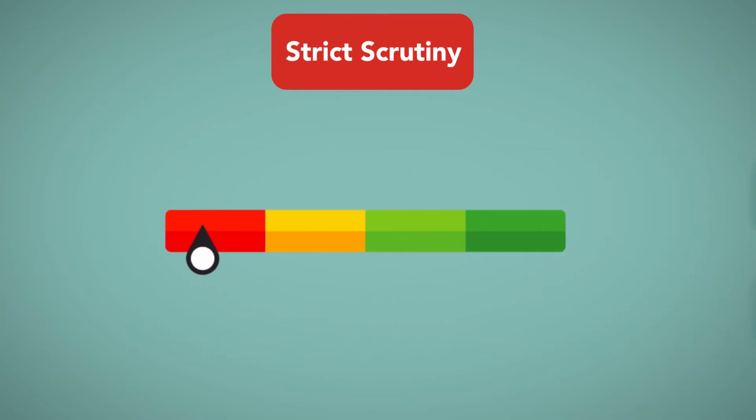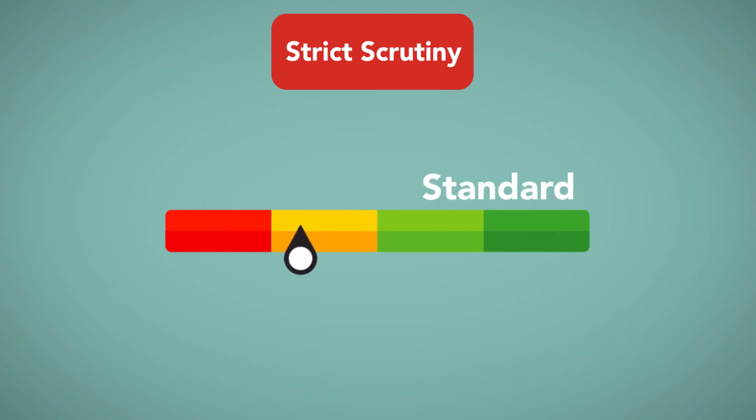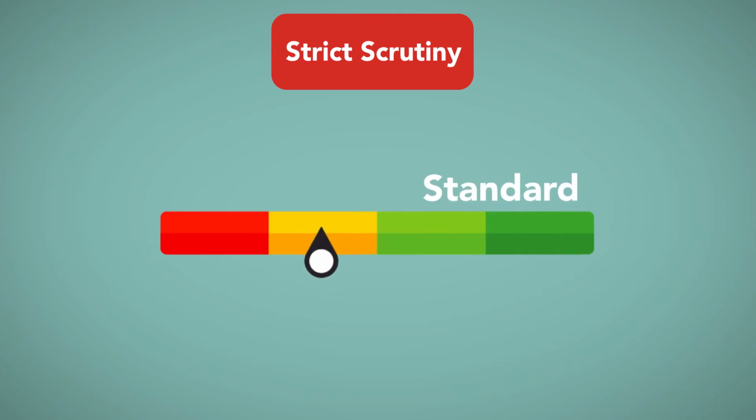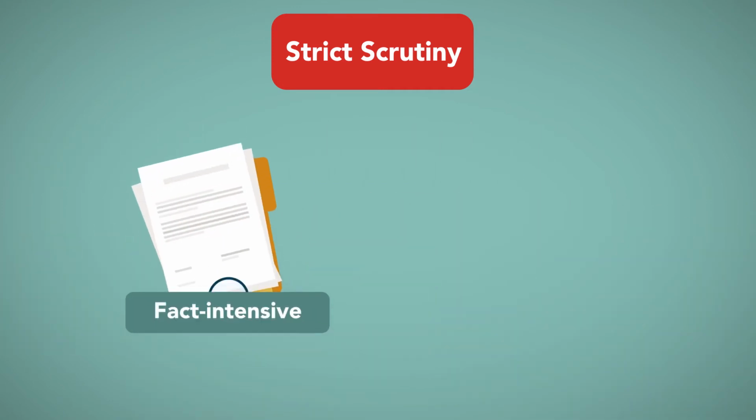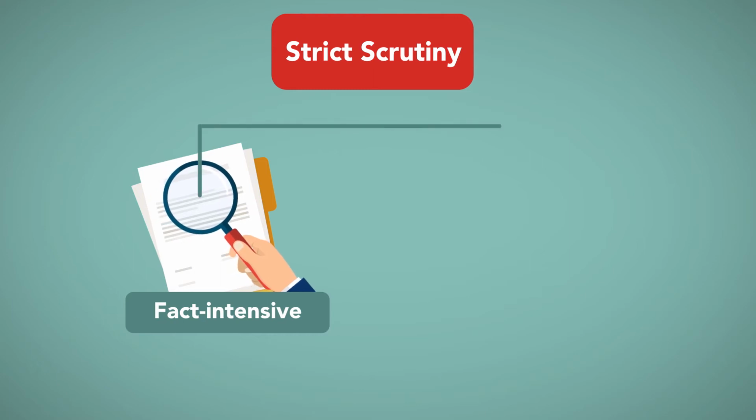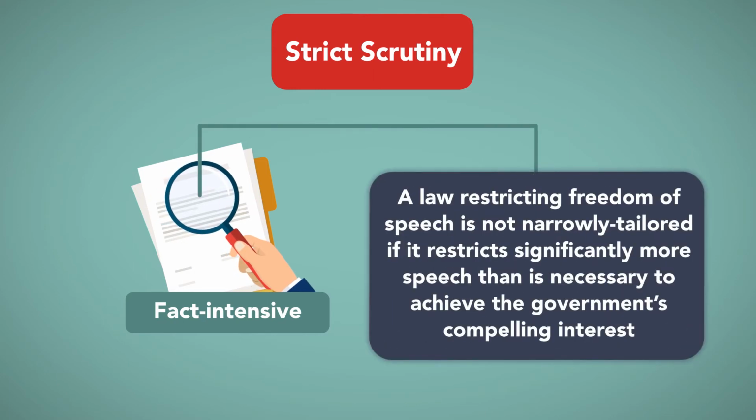Strict scrutiny is a very difficult standard for the government to meet, and it is rare for the Supreme Court to uphold laws subjected to strict scrutiny. The analysis is fact-intensive, but some general principles help guide courts. First, a law restricting freedom of speech is not narrowly tailored if it restricts significantly more speech than is necessary to achieve the government's compelling interest.